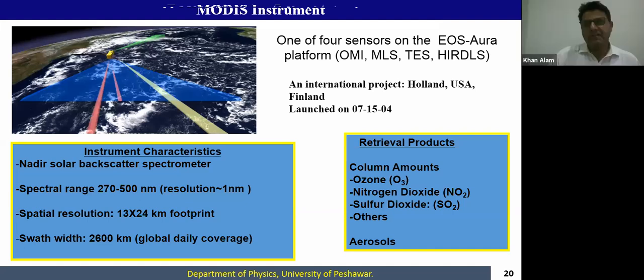The Ozone Monitoring Instrument has some special characteristics. It provides information on aerosol optical properties. It also provides column concentrations of ozone, nitrogen dioxide, sulfur dioxide, and other gases. It has a spatial resolution of 13 by 24 kilometer.